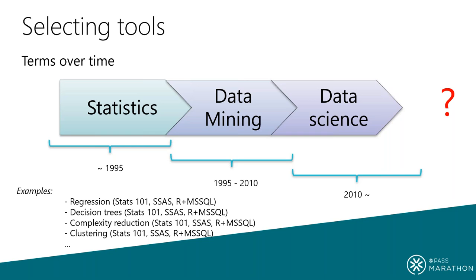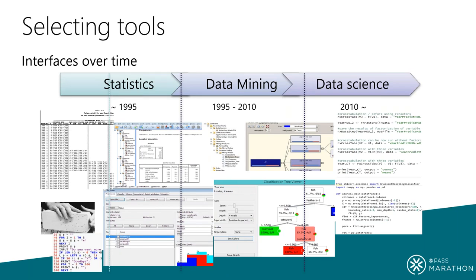Speaking of things that have changed over time, interfaces have changed as well. Going back to the 90s, I still remember writing code, not really on punch cards, but that is more of a joke. But again, writing code in programs capable of doing statistical analysis on relatively small data sets. Then, switching slowly into the mid 90s, 2000, 2010, graphical user interfaces appeared, which means that people were fed up with writing code. They preferred clicking and pointing and dragging and dropping and getting the results much faster.